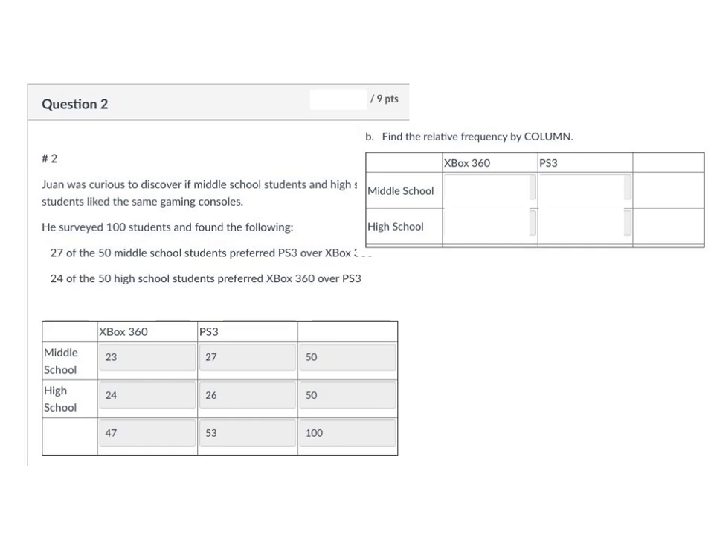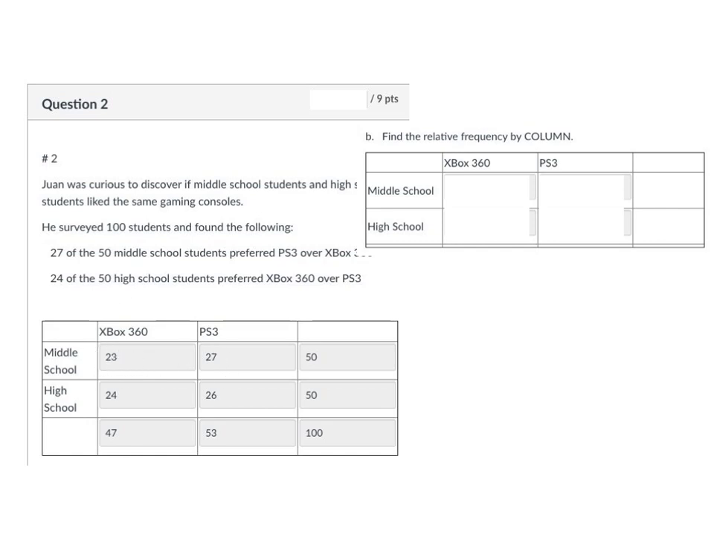So we're talking about number 2, we're talking about Juan, and he's doing middle school and high school, those who like PS and those who like Xbox. The bottom table down here is actually correct as far as filling it in. So we have 50 middle school kiddos, 27 of those like PS3. And then, of course, we know that we can add across this way. So we have 50 minus 27, you get 23.